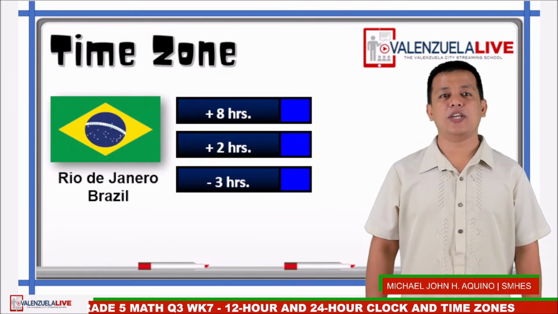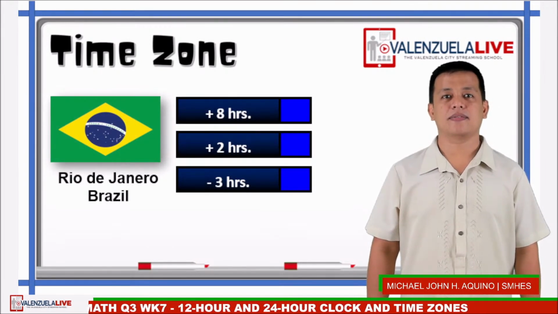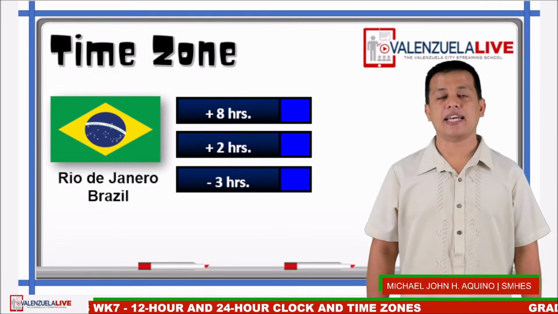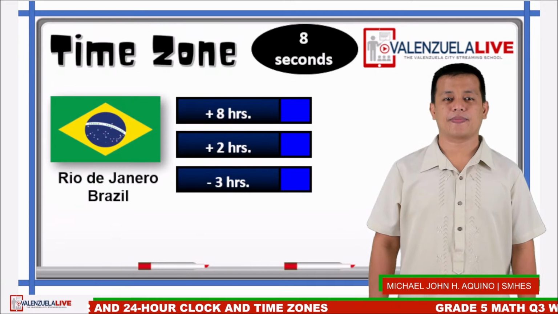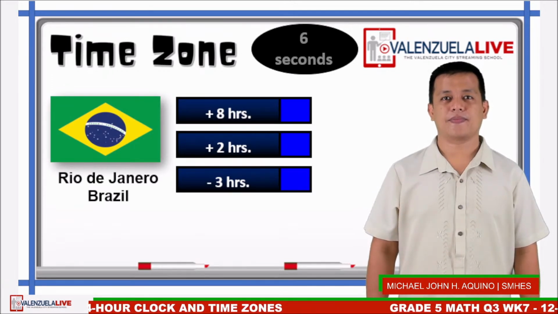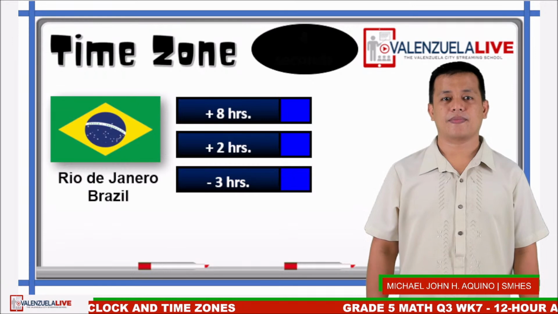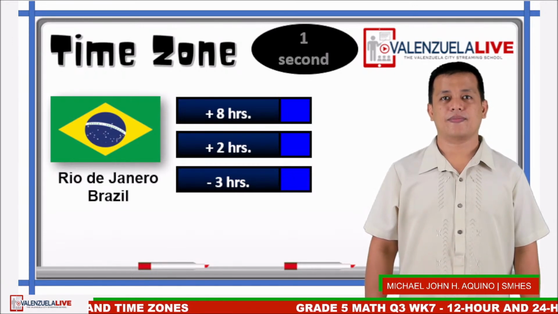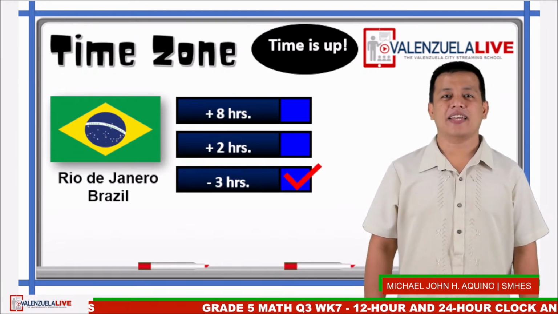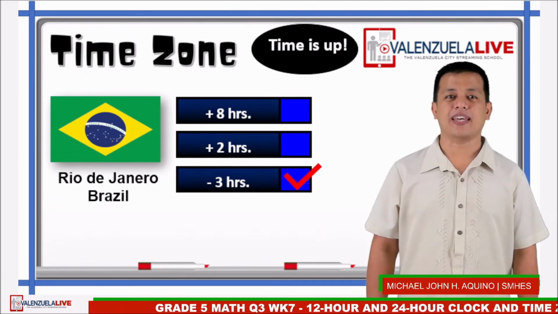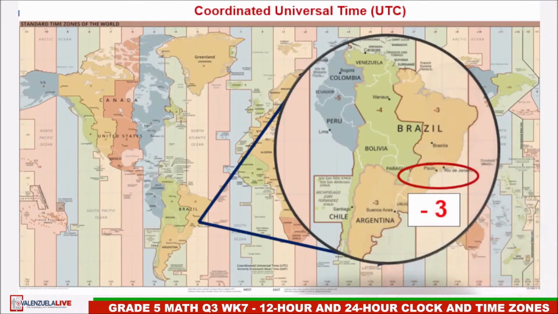Next, we have Rio de Janeiro, Brazil. What do you think is the answer? Timer starts now. Okay, correct. The answer is negative 3 hours. Next. Here is Brazil. So as you can see, the time zone of Rio de Janeiro, Brazil is negative 3.